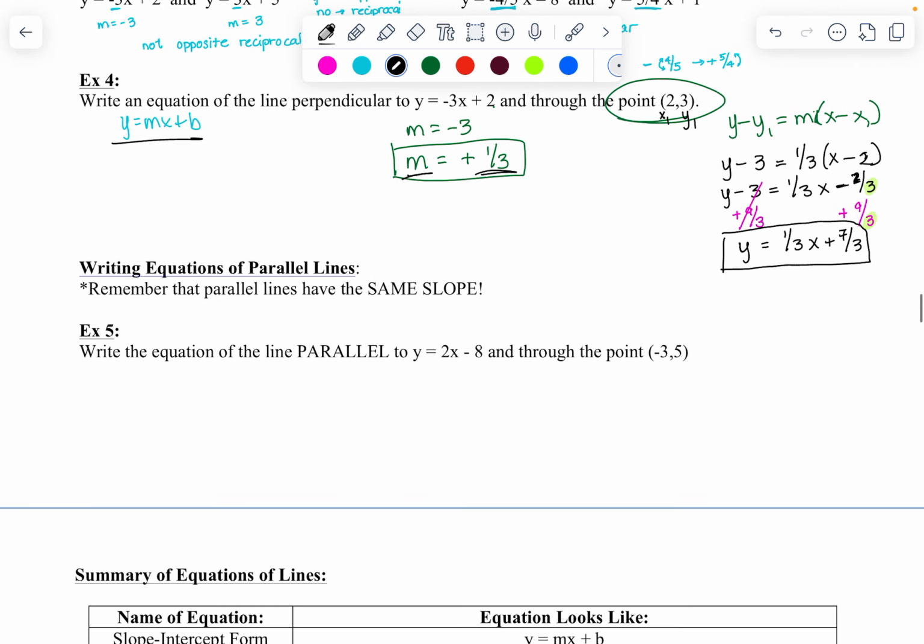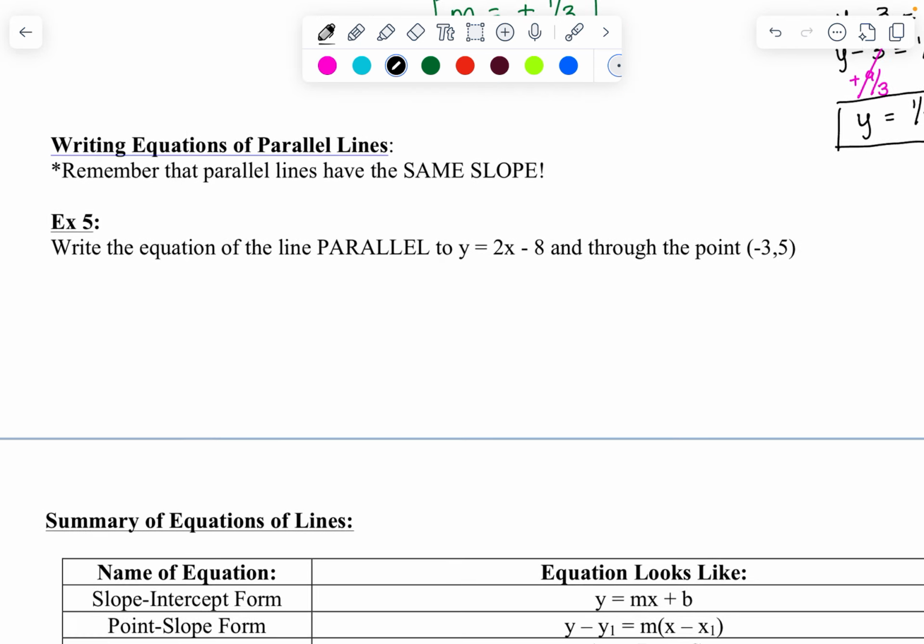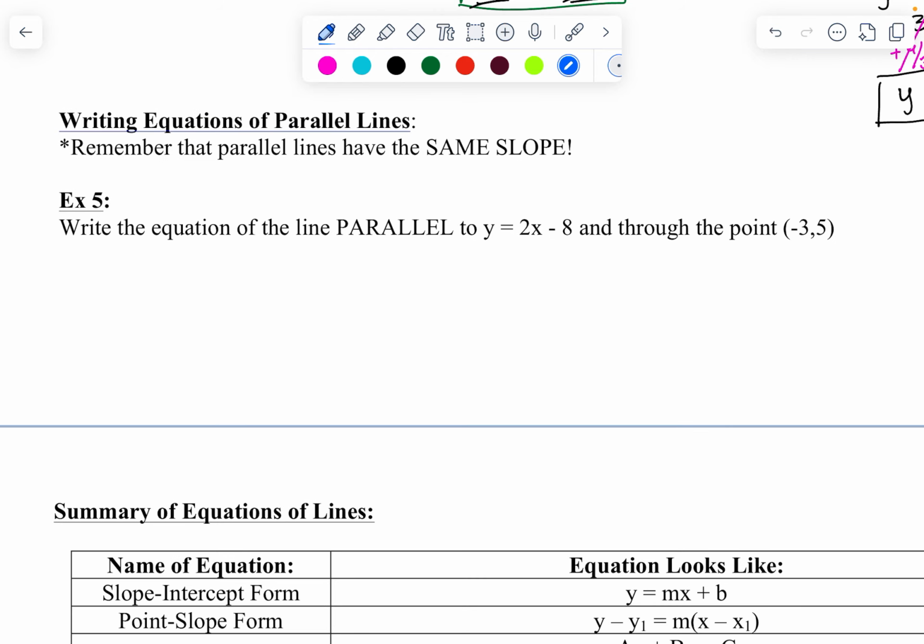Okay. Example 5. Let's go back and revisit parallel lines. Folks, parallel lines have the same slope. So we're going to write an equation that is parallel to y equals 2x minus 8. Identify your slope. Your slope is 2. So we're going to use the same slope and plug it into your point slope form. Identify your x sub 1. Identify your y sub 1. And your slope is 2, so let's plug and chug.